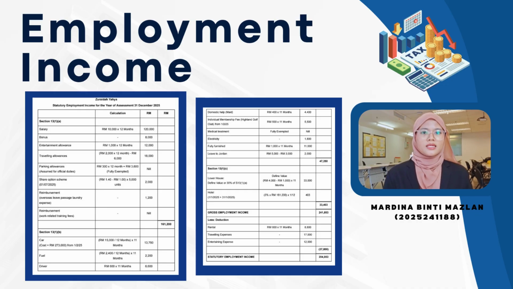161,200 ringgit. Secondly, under Section 13(1)(b), the taxable benefits in kind include a company car, food, driver, maid, golf club membership, electricity and furnished accommodation, and also part of the leave passage. So the total benefits in kind is 47,250 ringgit.